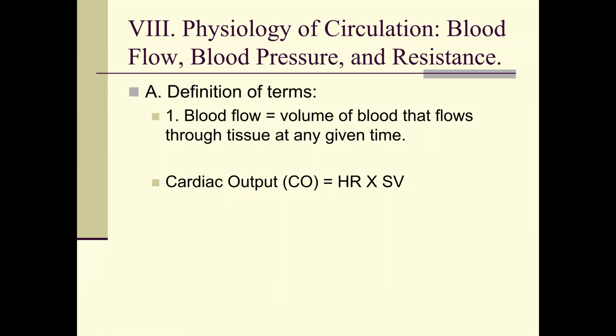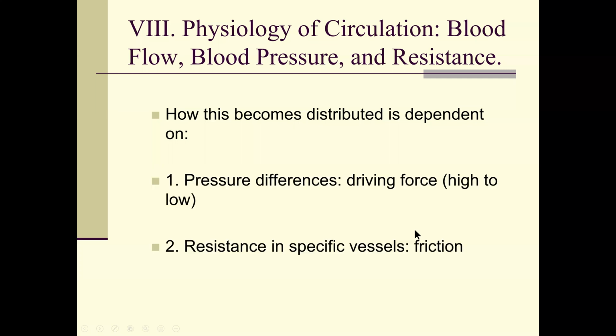It's just stroke volume, which we decided was end diastolic volume minus end systolic volume, and we had 120 minus 50, and we came out with 70 as our stroke volume, because we had 50 milliliters of blood left in the heart. But that can be calculated. You could be given another system, but you know how to figure that out, because if they tell you how much blood was in the ventricle to start with and how much blood was left, you know what the stroke volume is, and you just multiply that by the heart rate. Okay. How it's distributed is based on pressure differences, driving forces, high to low, and resistance in specific vessels.